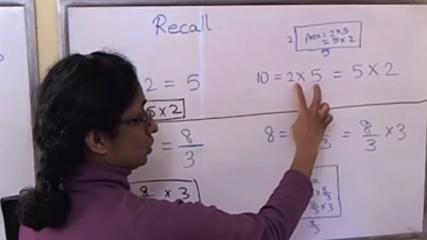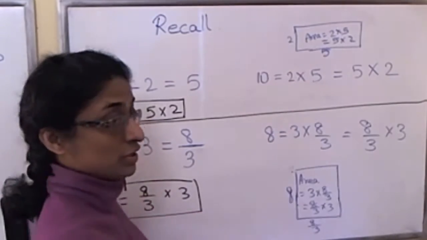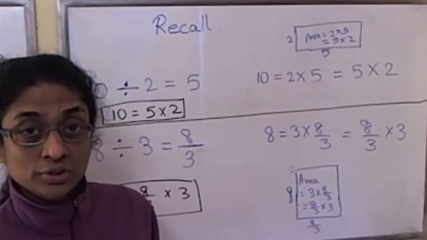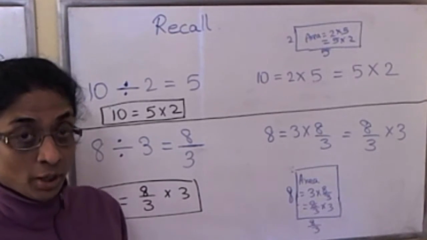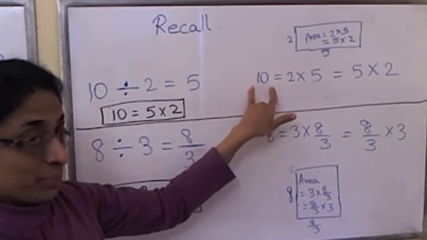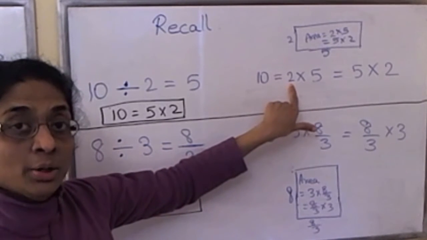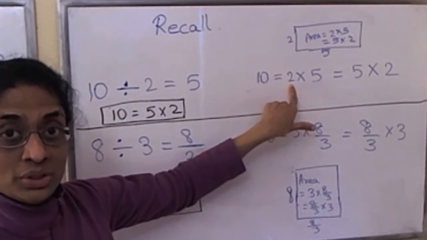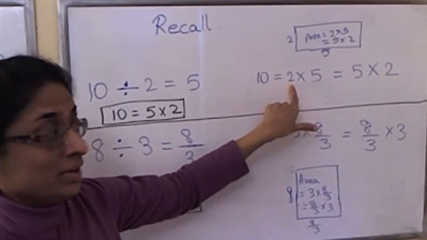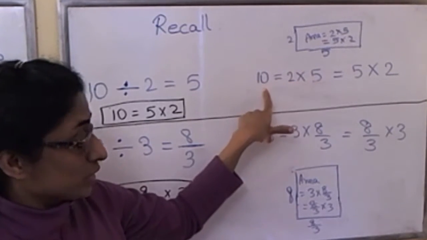So 10 equals 2 times 5, if you want to think of it in the context of a real world problem, you can say we have 10 apples. We would like to place them into 2 baskets equally. How many apples should we put into each basket? The answer is 5. 2 copies of 5 equals 10.